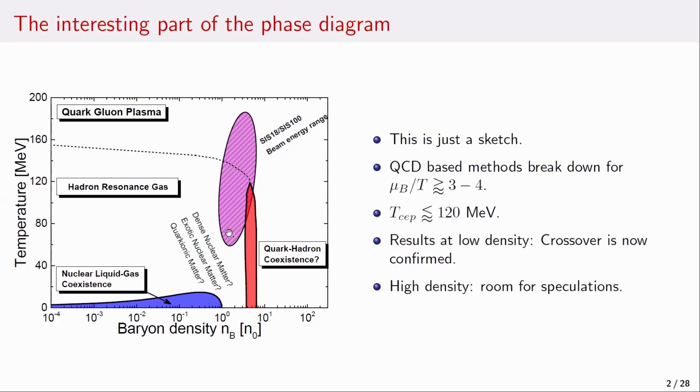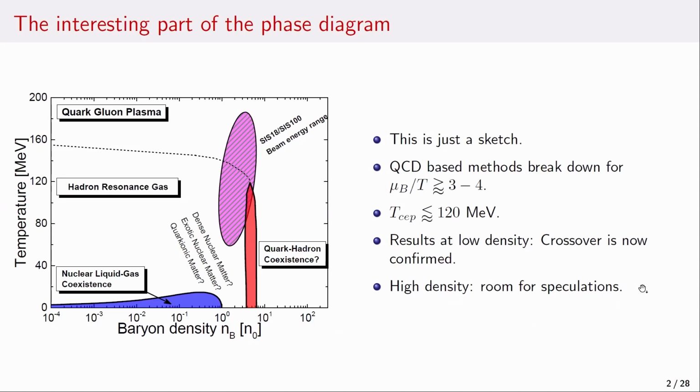If you look at this sketch I made, we already know some things about very low density and high temperature from lattice QCD. We know that there's a crossover here around 150 to 160 MeV. However, these methods break down as we go to higher density, and all we know at higher density is that we have a nuclear liquid gas transition at very low temperature. And who knows what happens at high density and high temperature. That's not very well explored, and I think that's the focus of a lot of experimental programs in the near future.